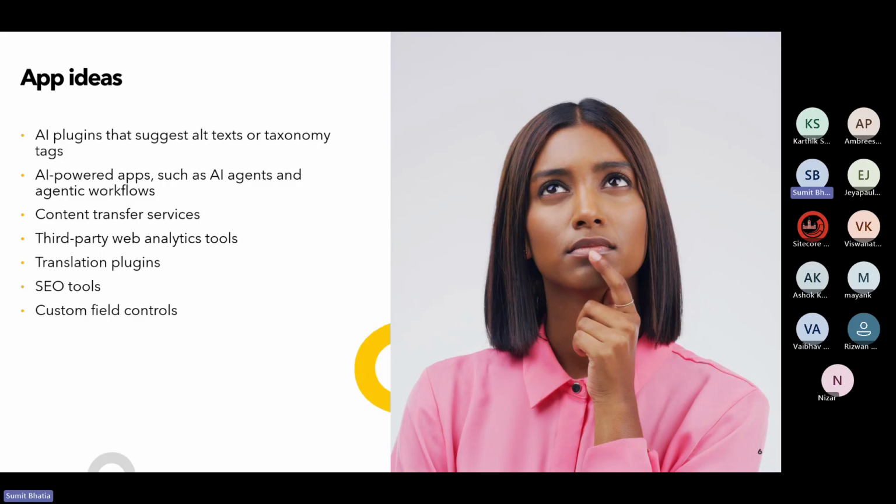You can create AI tools that suggest image alt text or improve content. You can build an AI-powered assistant or workflow to automate tasks. You can create a content transfer service between XM Cloud environments. You can create translation plugins to manage multilingual content, web analytics integrations for tracking performance, or SEO tools to improve search rankings, and custom fields like a color picker or icon libraries. And I'll show you a custom field also using these apps.